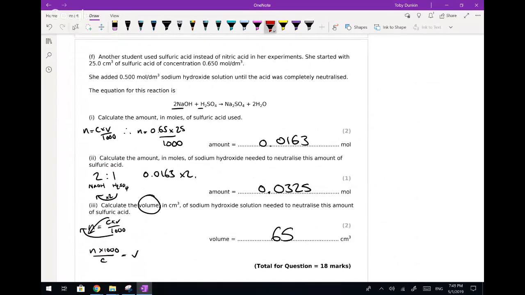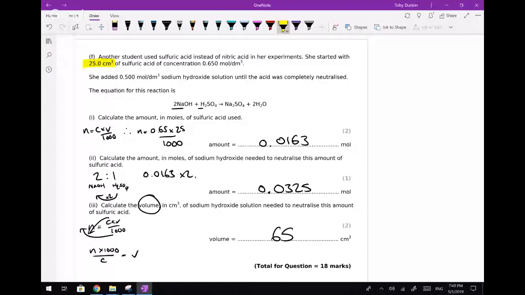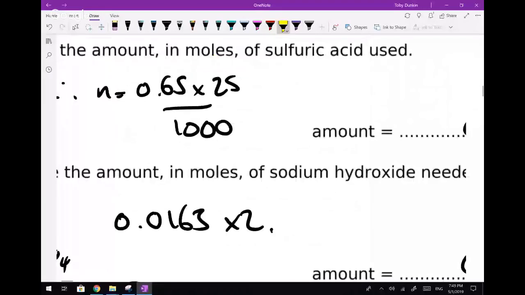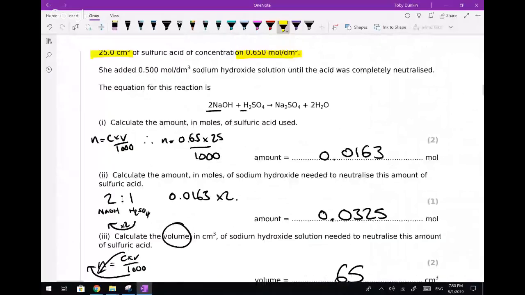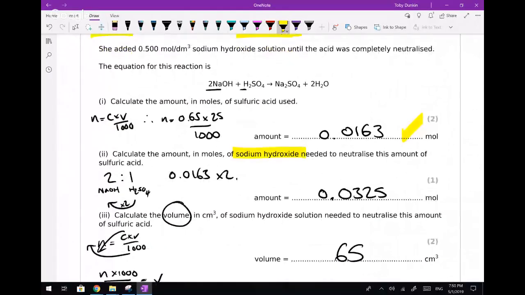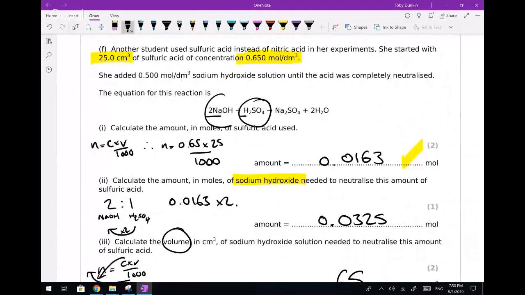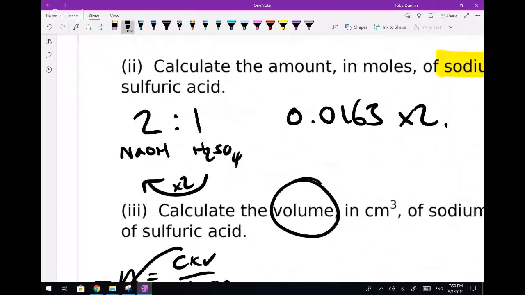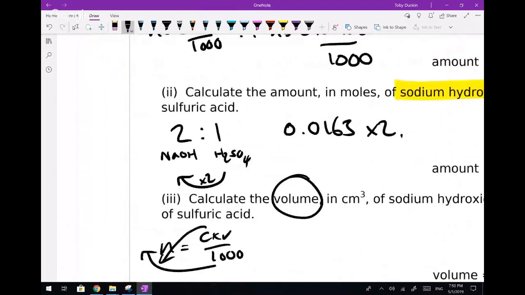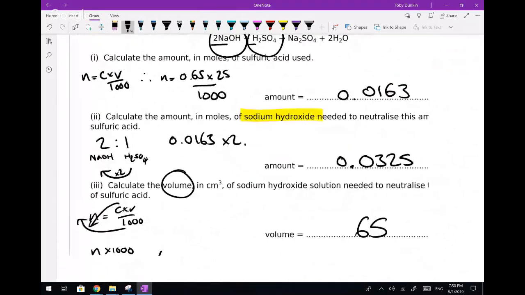So calculate the moles of acid. I have got 25, and I sign it into C times V over 1,000, and we spit out our moles. Nice and easy. Tick. Next. Right, it then asks for moles of sodium hydroxide. Well, that's why they've given us the equation, folks, because the equation says the acid is in a ratio of 1 to 2. I need twice as many moles of sodium hydroxide as I do sulfuric acid. I wrote down the ratio, did the times 2, so I times the moles of acid by 2 to get the moles of alkali. Done.